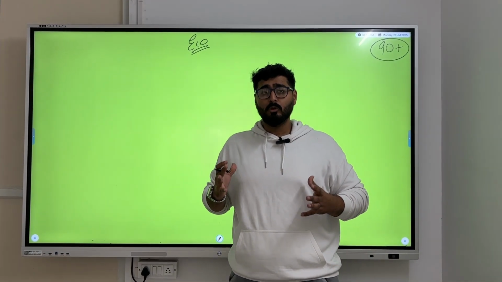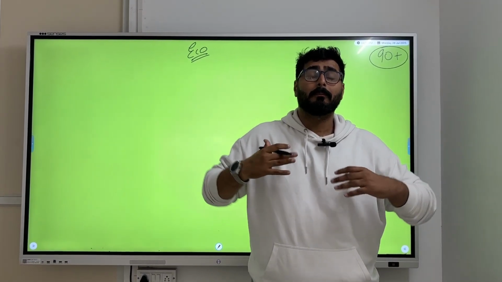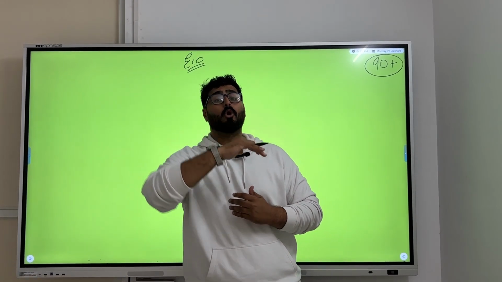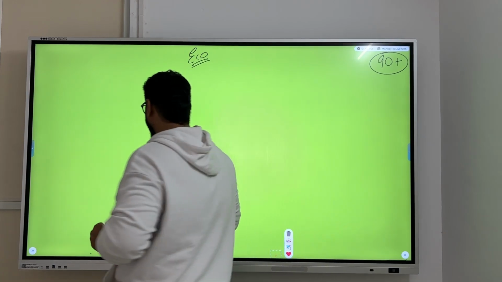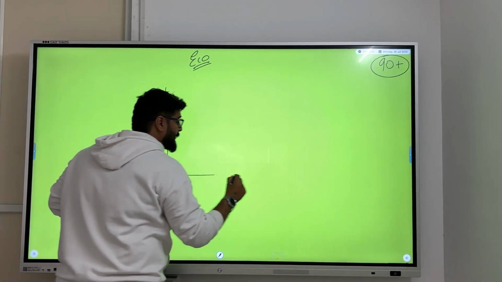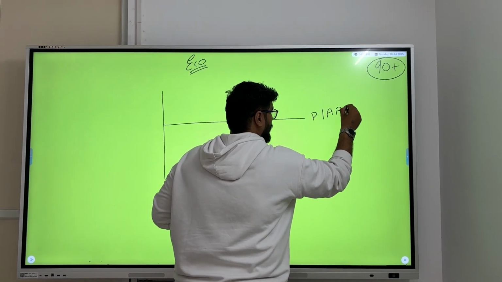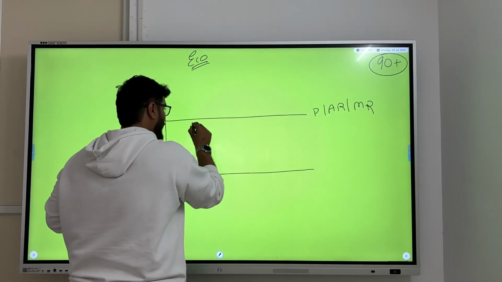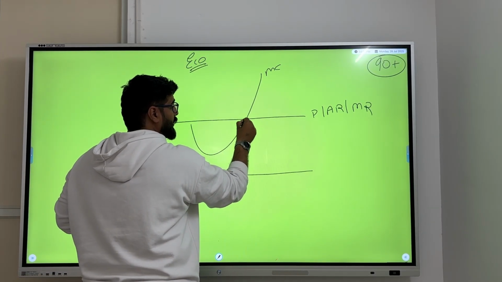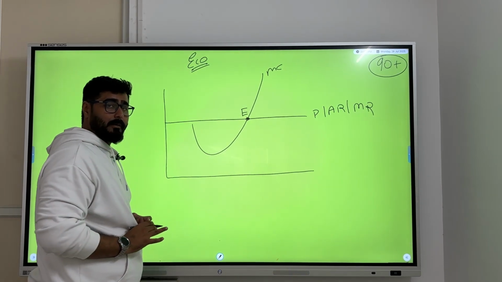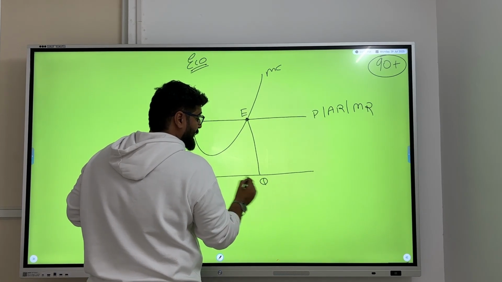So a firm in a perfectly competitive market never earns abnormal profit. That I'll tell you in the long run how it is. Now let us start with another situation where the condition still remains the same. Suppose this is my price equals AR equals MR, where the MC curve cuts the MR curve. That means this point is going to be my equilibrium. So OP is the price and OQ is the quantity.